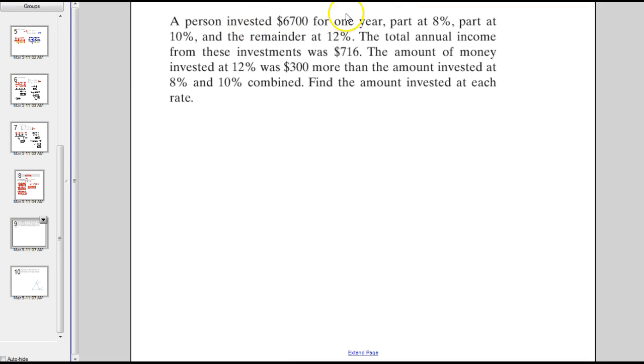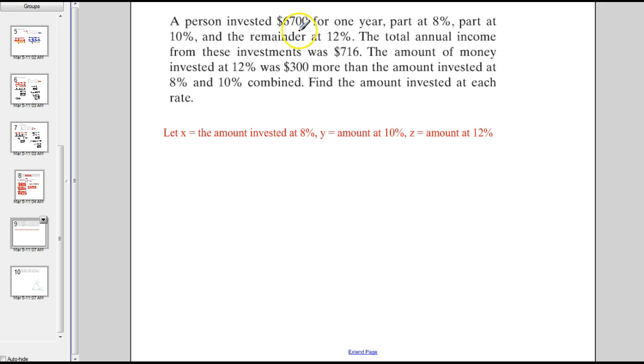Alright, we got a split deposit problem here. So this person is going to take this $6,700 and split it up into 3 different accounts, one at 8, one at 12, one at 10. Alright, so I'm going to let X be the amount at 8, Y be the amount at 10, Z be the amount at 12. So once again, we're going to take the information that we're given and come up with 3 equations from this paragraph. So we can set up 3 equations to solve for the 3 variables. Since we have 3 amounts, we need 3 equations to be able to solve it.